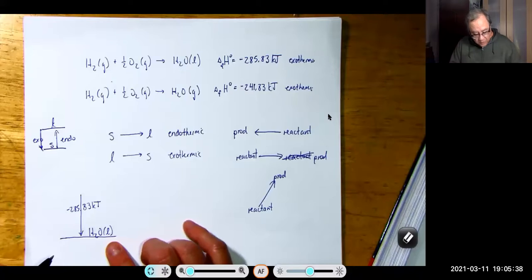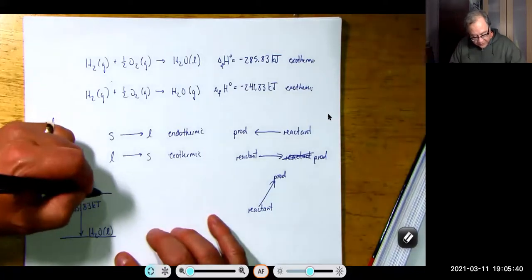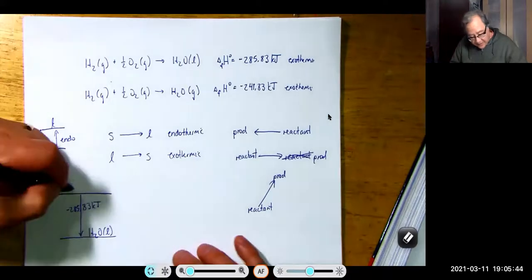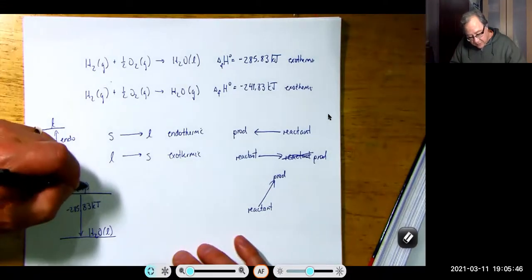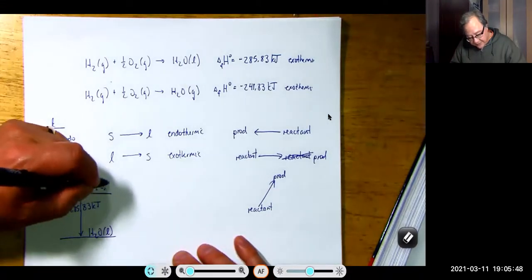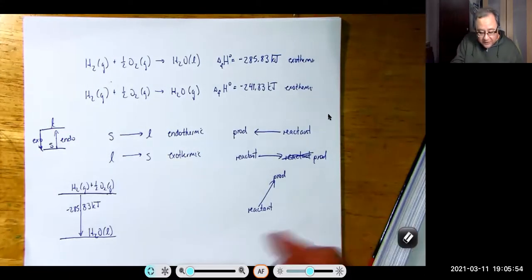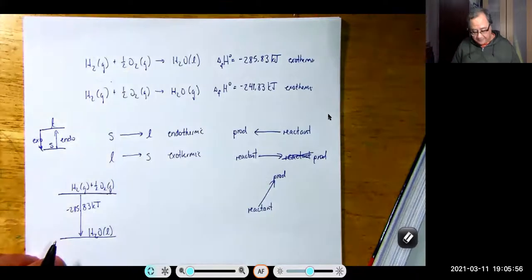Now, what do I draw at the other end of the arrow? So notice, instead of drawing it at the end of the arrow, I'm drawing a little line there. I have H2 gas plus 1/2 O2 gas gives me H2O liquid. And I've just drawn an energy level diagram for this very first reaction.